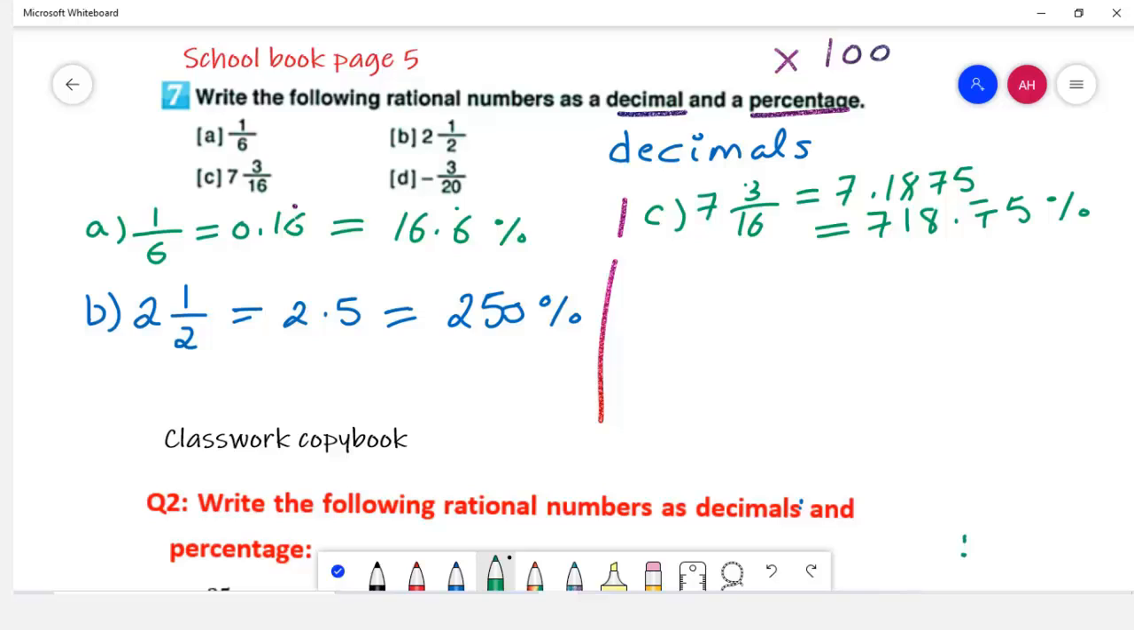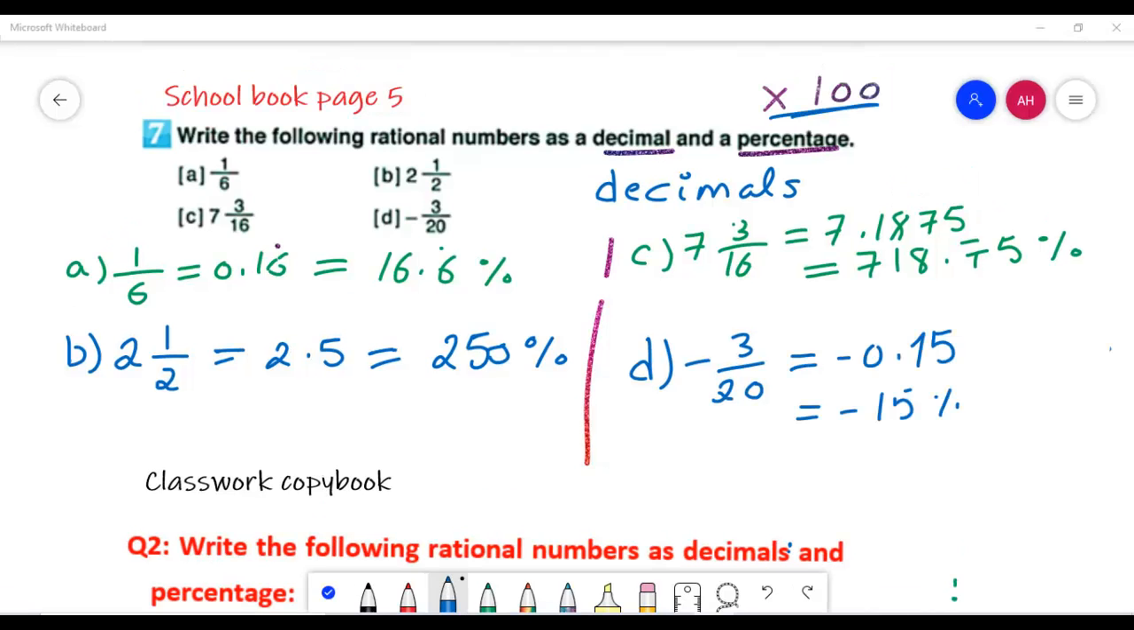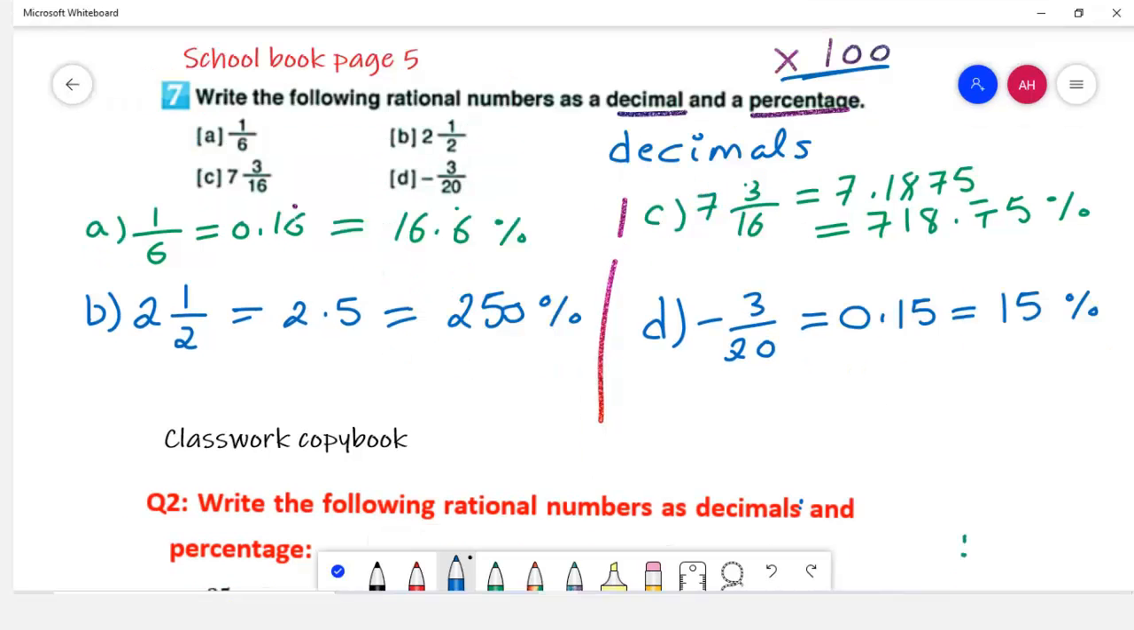Let's go to number D. Number D, -3/20. Even if it's a negative fraction, I'm going to use the same steps. I would like you now to pause your video and answer question number 7 in your classwork copybooks, and don't forget to write today's date and write that this is school book, page 5, question number 7. And then come back to complete our work.